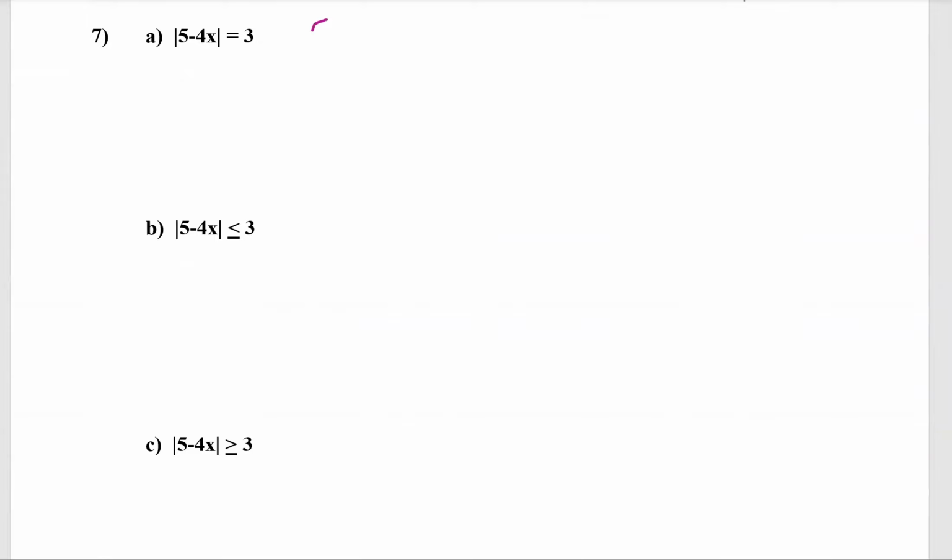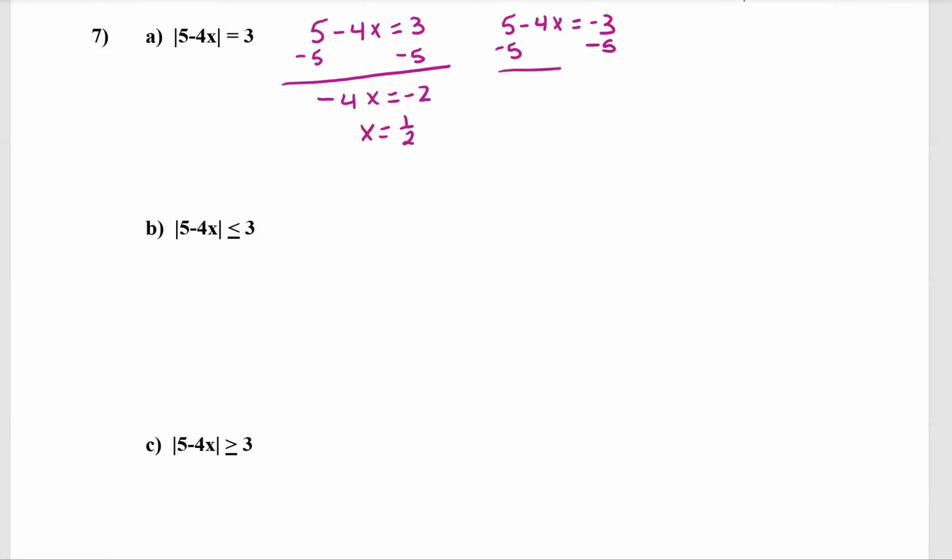So to solve this, we take the absolute value signs off. Solve as is. Take the absolute value signs off. Take the opposite. Solve each equation for x. So x is equal to 1/2 and x is equal to 2 are the solutions to A.